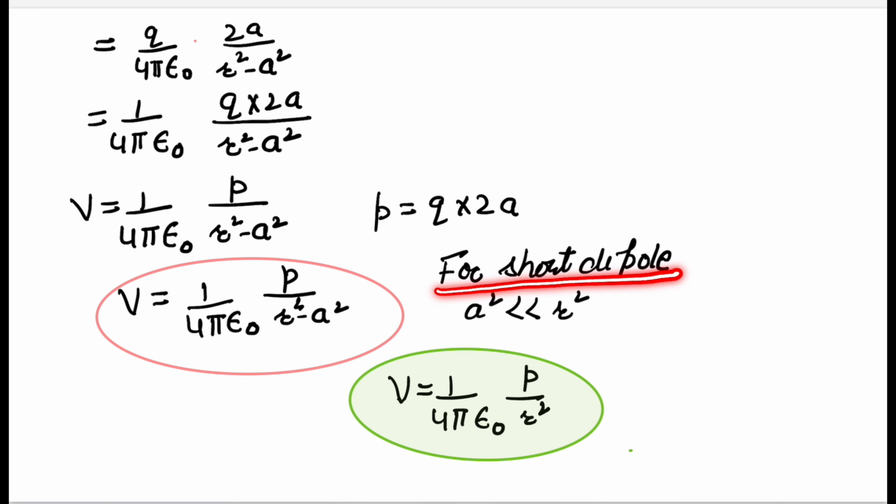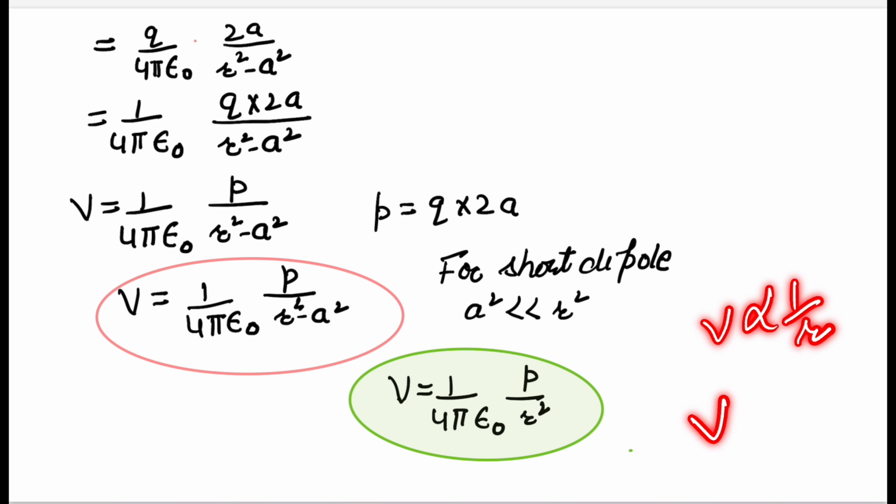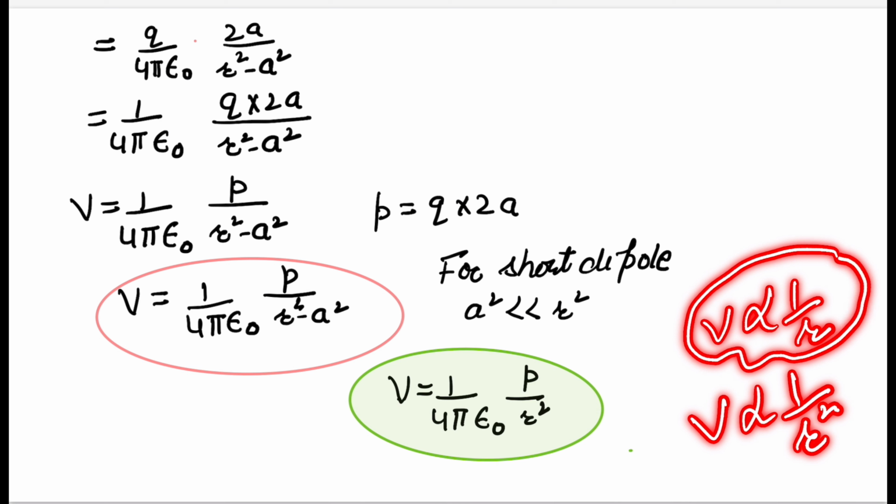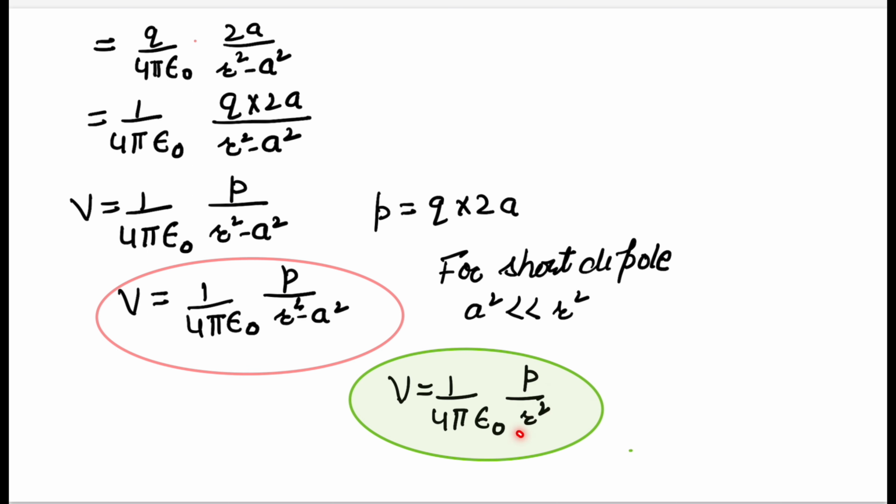We know that the distance of the dipole charges is small. So A is very small as compared to R. So we can neglect this A over here. So the potential due to the dipole comes out to be 1 by 4 pi epsilon naught P divided by R square. Potential due to a single charge is inversely proportional to R, but potential due to a dipole is inversely proportional to R square, right? This thing is to be kept in mind. It can be asked as an objective question. If you calculate the potential due to a point charge, that is inversely proportional to R, but the potential due to a dipole is inversely proportional to R square, the square of the distance.